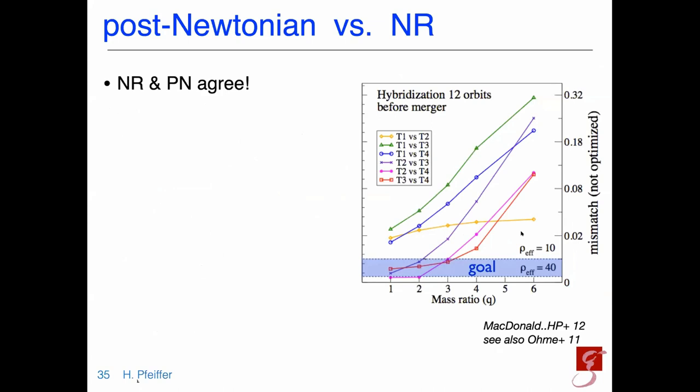Here, for instance, is a plot showing, as a function of mass ratio, how good or how bad different post-Newtonian approximants are. At equal mass, the errors can be quite small. However, as you go up in mass ratio, the errors can increase remarkably quickly. And one thing that really helps there is EOB, the resummation of the post-Newtonian series in EOB, to tame this quick deterioration of post-Newtonian.